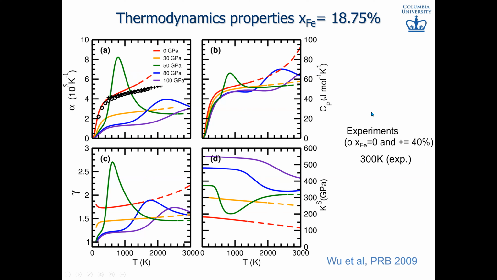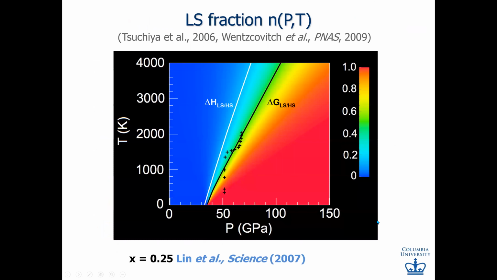These are properties as a function of temperature at different pressures. And here at 50 GPa, you see a huge anomaly in the bulk modulus when it passes through the mixed spin region. Here is N of P,T.